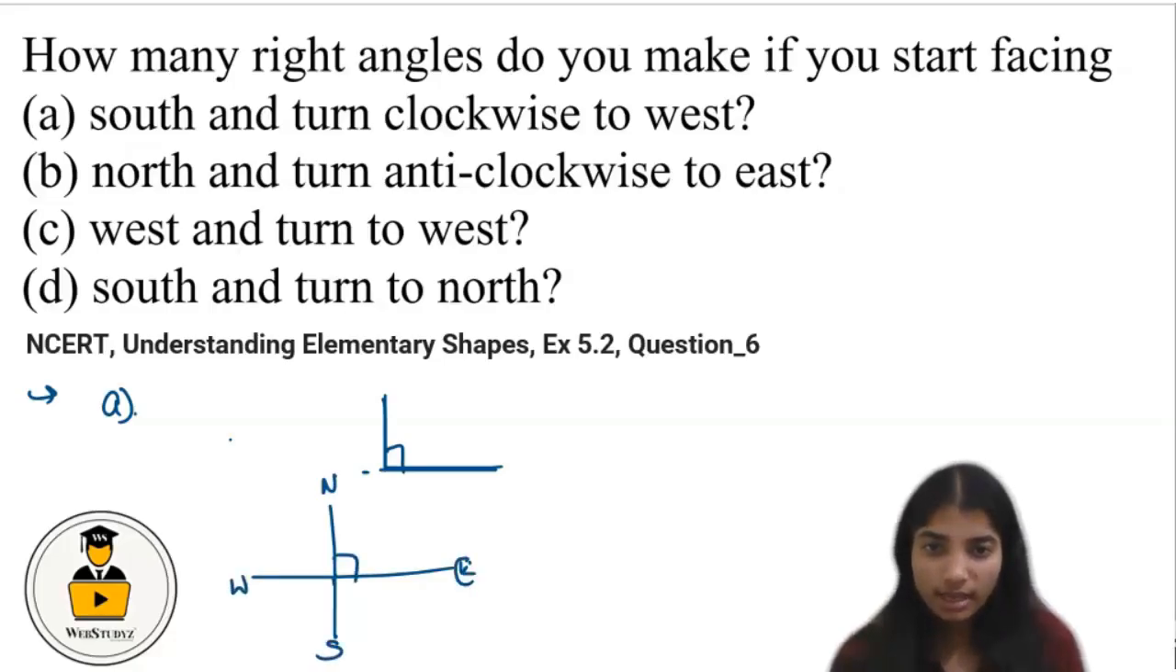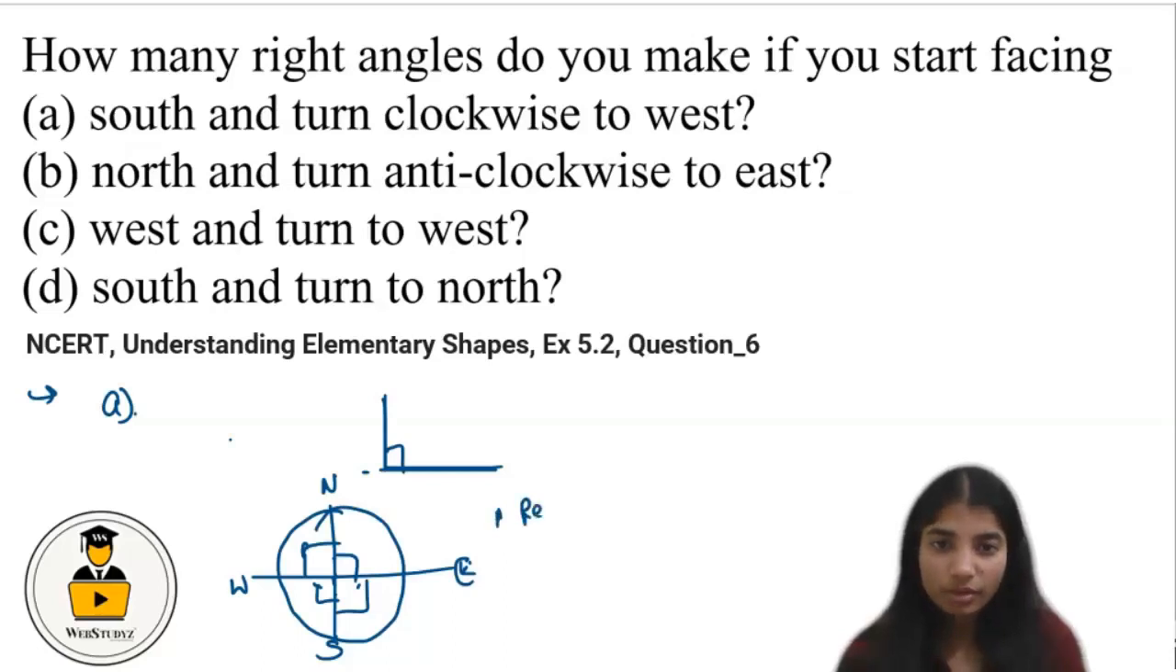This is one right angle from north to east or east to north. This is the second right angle from east to south or south to east. This is another right angle from south to west or west to south. And this is another from west to north or north to west, which means this covers one complete revolution. So we can say that one revolution is equal to 4 right angles.